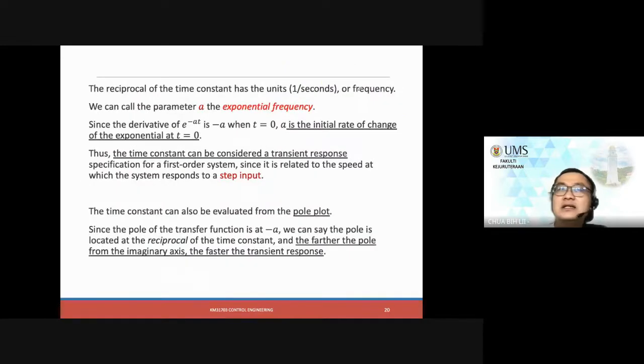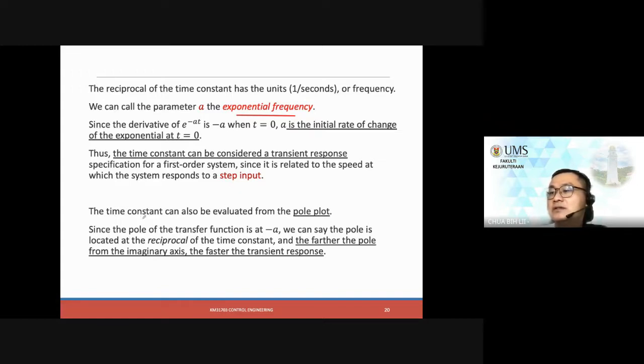That is the purpose of using the time constant, right? So here the parameter a, we call that the exponential frequency, and the rest you can probably read.